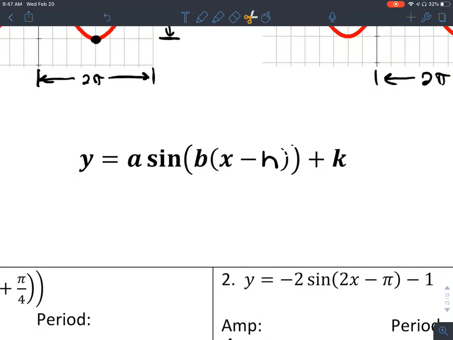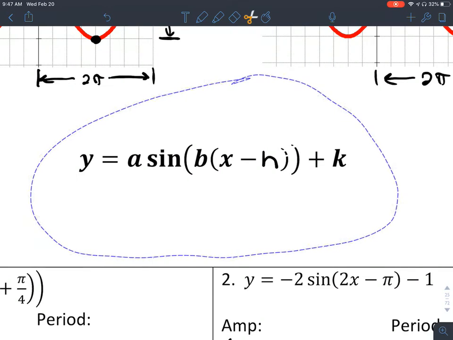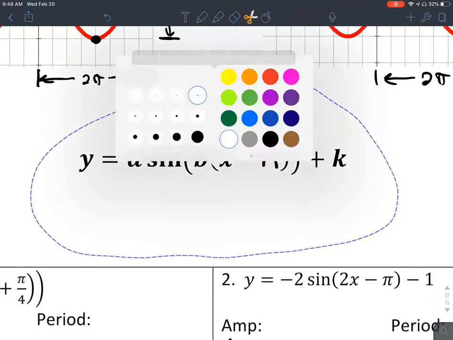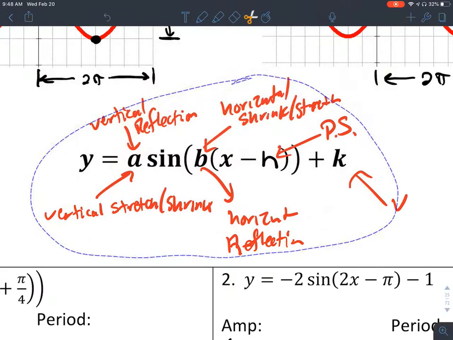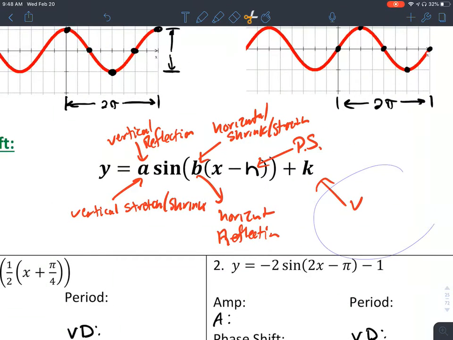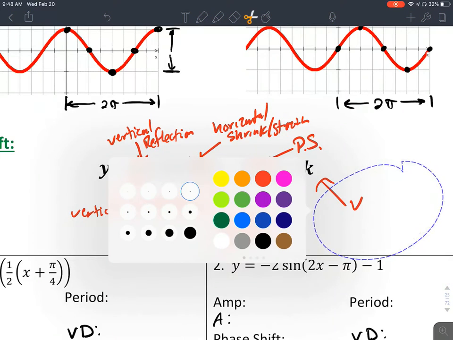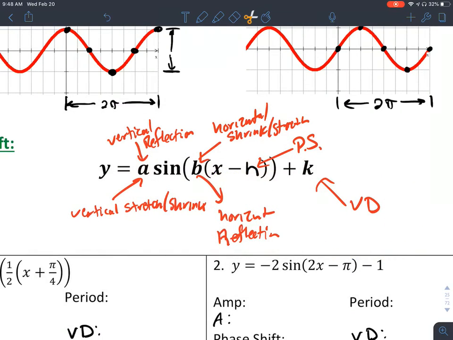So let's review what all these letters do to the parent graph. This A value, if it's negative, it's going to make a vertical reflection. If its absolute value is greater than 1, it's going to stretch the graph vertically. If its absolute value is between 0 and 1, it's going to shrink it vertically.